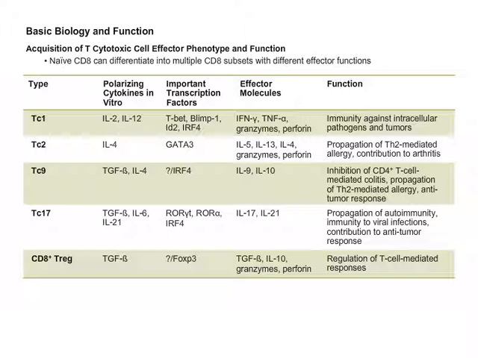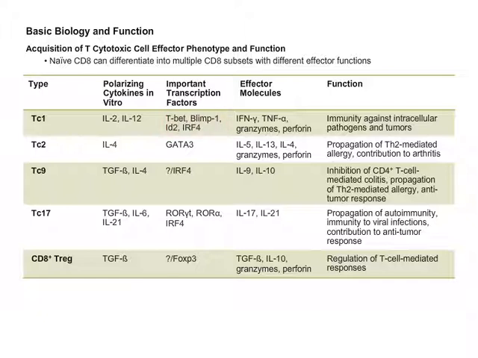Cytotoxic TC1 cells, for example, are generated in the presence of IL-2 and IL-12 and acquire the ability to secrete cytokines such as gamma interferon. Cytotoxic TC1 cells also produce molecules involved in cytolysis such as granzyme B and perforin. Transcription factors implicated in TC1 generation include TBET, BLIMP1, and IRF4.